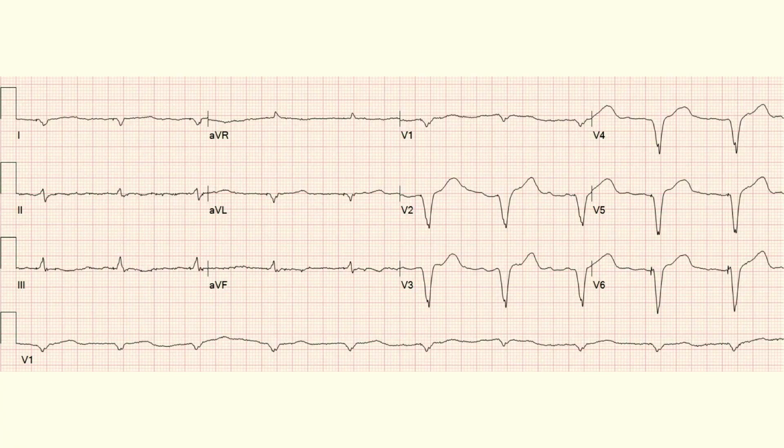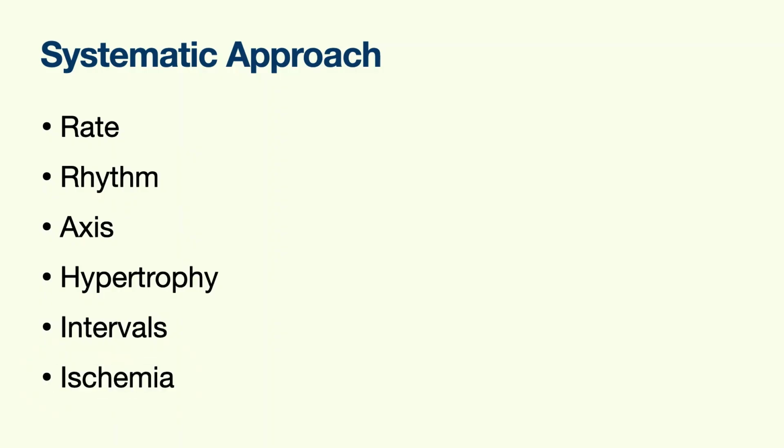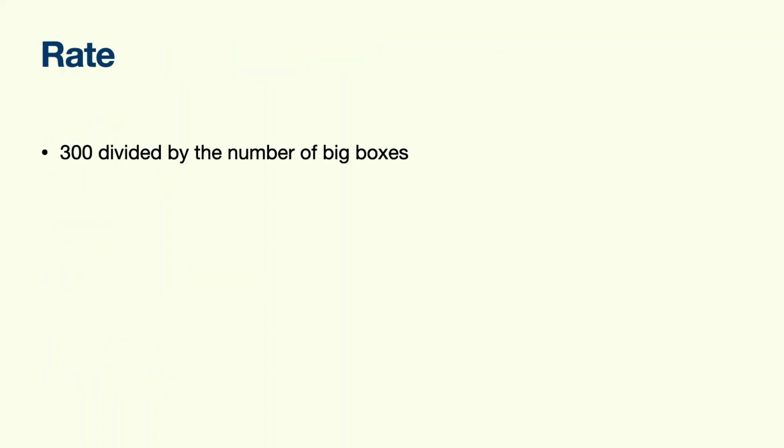Alrighty. Was there a question? Okay. All right, so I'll move a little bit into my approach. You've probably seen these before. There's nothing novel about the way I do this. I like to go rate, rhythm, axis, hypertrophy, intervals, ischemia. I think everyone agrees rate, rhythm, axis, and then it's kind of dealer's choice what you do after that. This is my own internal framework, works for me. I try not to miss stuff. Frameworks are important in internal medicine, as you all know.